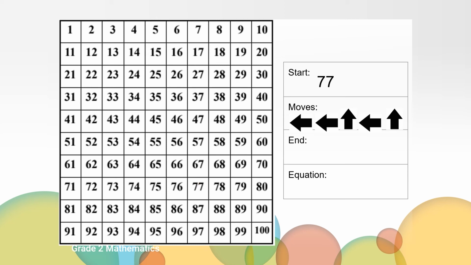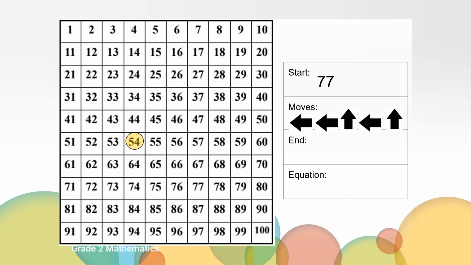Going left subtracts 1, so that's 76. Left again subtracts 1 more, so then I'm at 75. Going up subtracts 10, so now I'm at 65. Going left subtracts 1, so I'm at 64. Then going up subtracts 10, 54. We landed on 54.